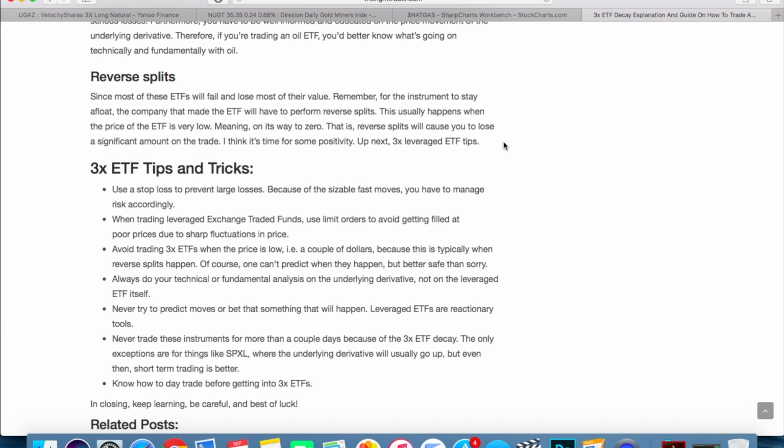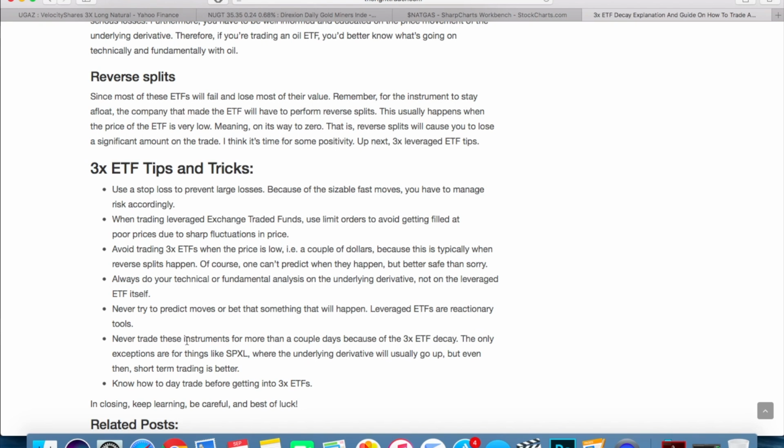Never try to predict moves or bet that something will happen with these 3 times ETFs, because they're really meant to be reactionary tools. And I'm not gonna lie, I did get burned before by trying to predict a movement, but it's really not the way to go about trading. Especially with these, you're gonna take on some massive risk if you try to predict a move and take a bet, and it's just not gonna be worth the risk in most cases. So you really want to trade these as an actual reactionary tool. What I mean by that is, let's say you see that there's a breakout that happens in natural gas, then maybe you could take a long position on the actual ETF. So there's an example of how you could trade these ETFs.